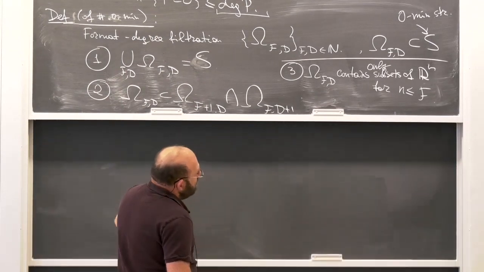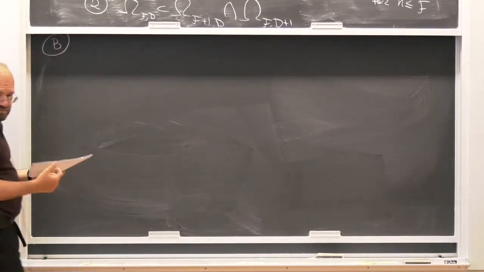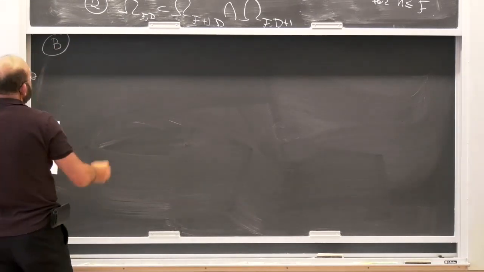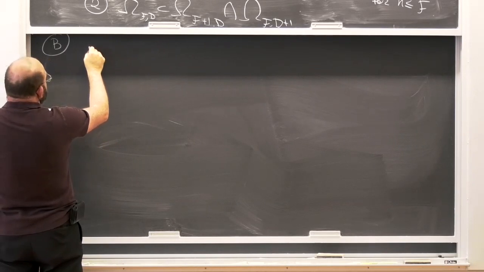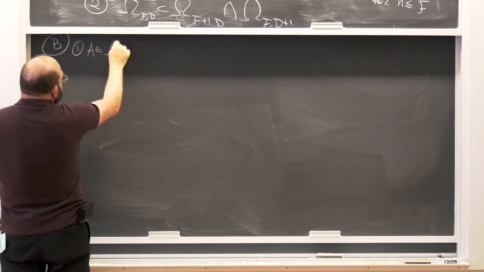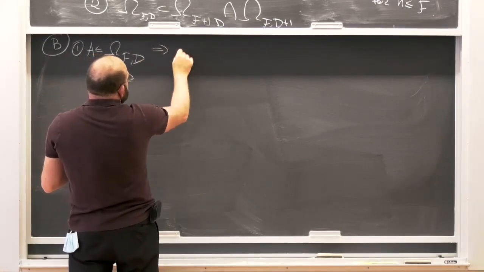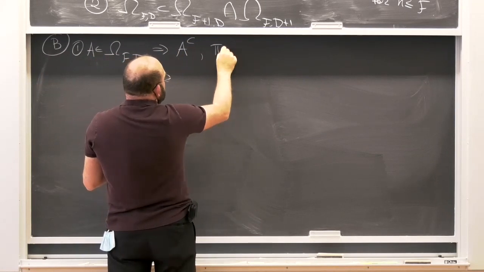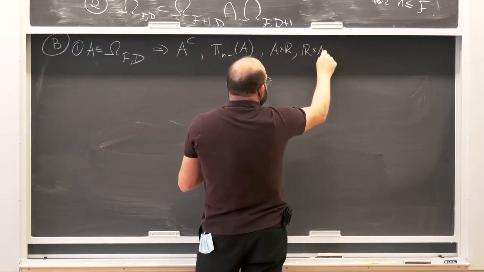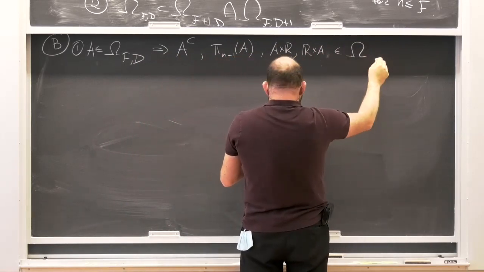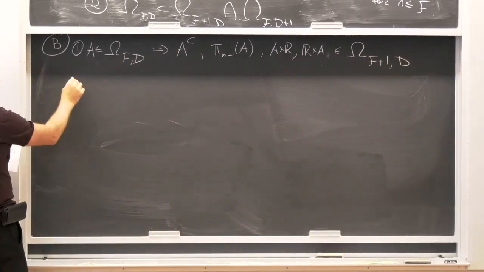Now what we want from this complexity is for it to behave naturally with respect to natural operations. So this is the second set of axioms. If we have A, which lies in omega with format F and degree D, then, mimicking the semi-algebraic sets, we want to say that A times R, R times A all belong to omega of format increased by one, and degree remains the same.